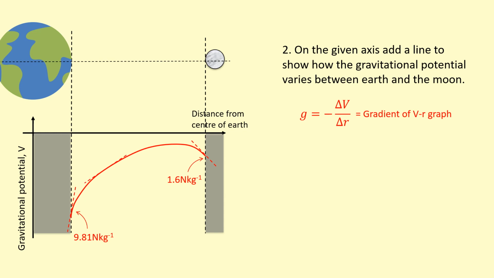Then the field strength will get weaker, so the tangent here, the gradient should get less and less steep. And there's going to be a point where the gradient is going to equal zero. That's where the gravitational field strength is equal to zero. Okay, because this point is going to be closer to the Moon than it is to the Earth, because obviously the Earth's mass is much bigger.